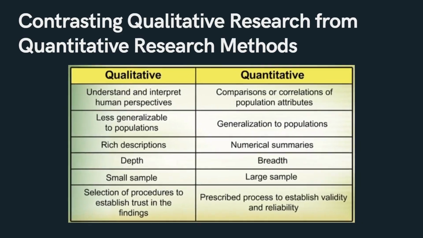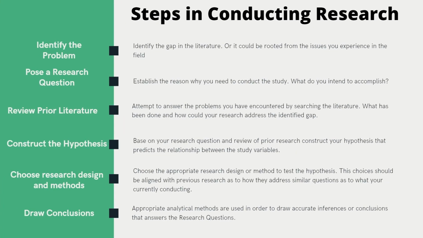So let's now proceed to the specific steps. If you're conducting a quantitative research method, these are usually the steps that you need to conduct. First of all, you need to identify the problem. So you need to read more of the literature. You try to identify the gap, or it could be rooted in the issues you experience in the field. So that is also a good starting point. Again, in our channel, you can see possible topics that you can pursue under the new normal. The link is found above.